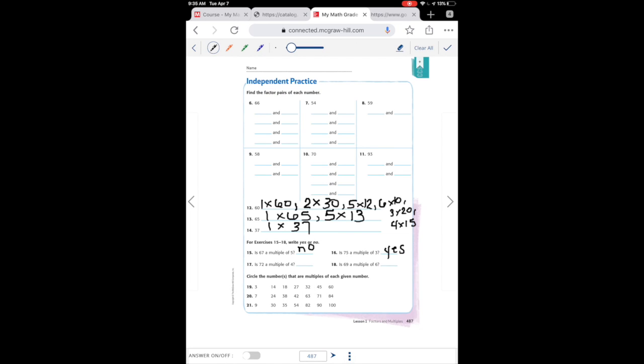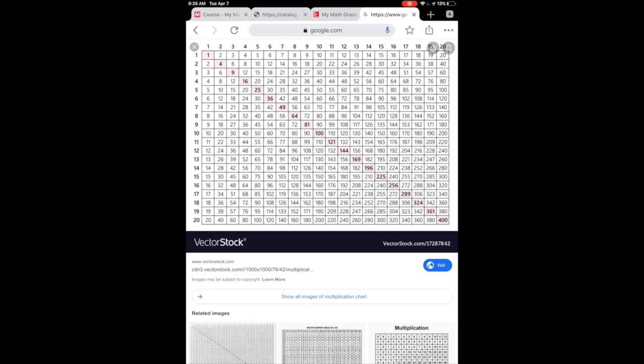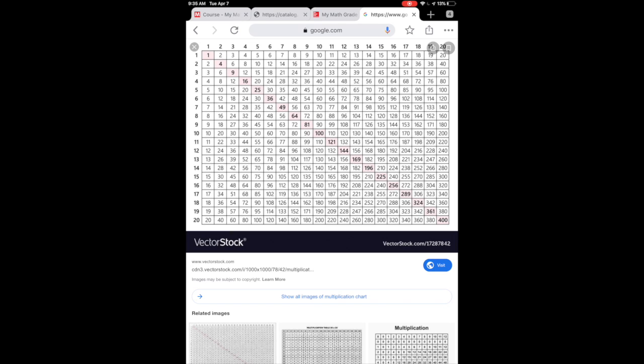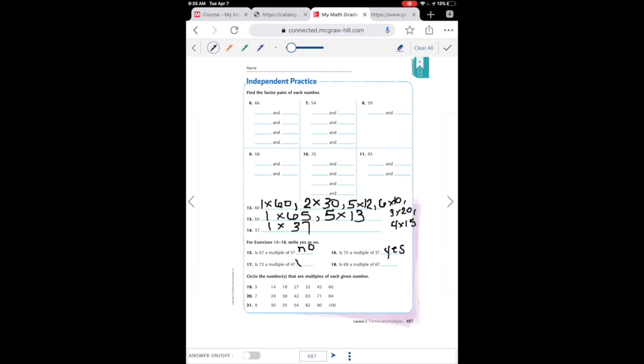If I skip count by 4s, will I get to 72? Let's look at our 4 line. It does get to 72, so yes. And if I skip count by 6, will I get to 69 for number 18? No.